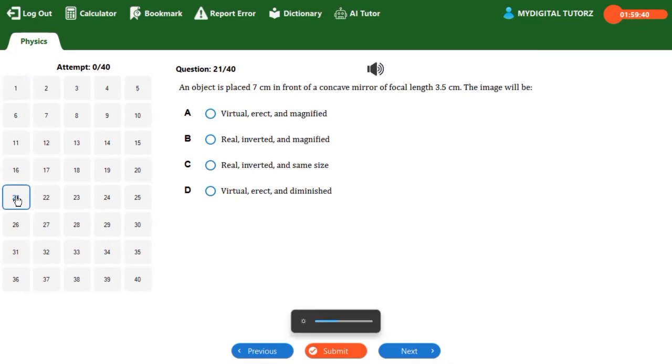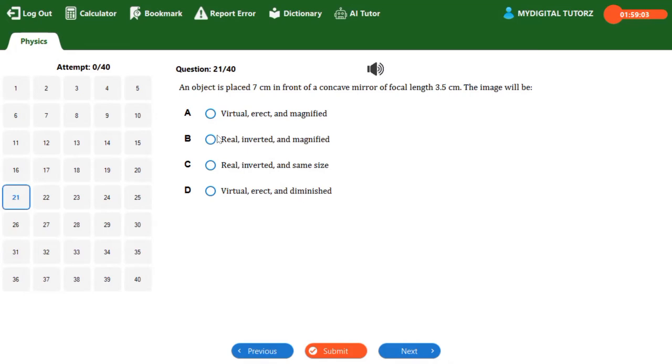Question 21 says, an object is placed 7 centimeter in front of a concave mirror of focal length 3.5 centimeter. The image will be A, virtual, erect and magnified, B, real, inverted and magnified, C, real, inverted and same size, D, virtual, erect and diminished.